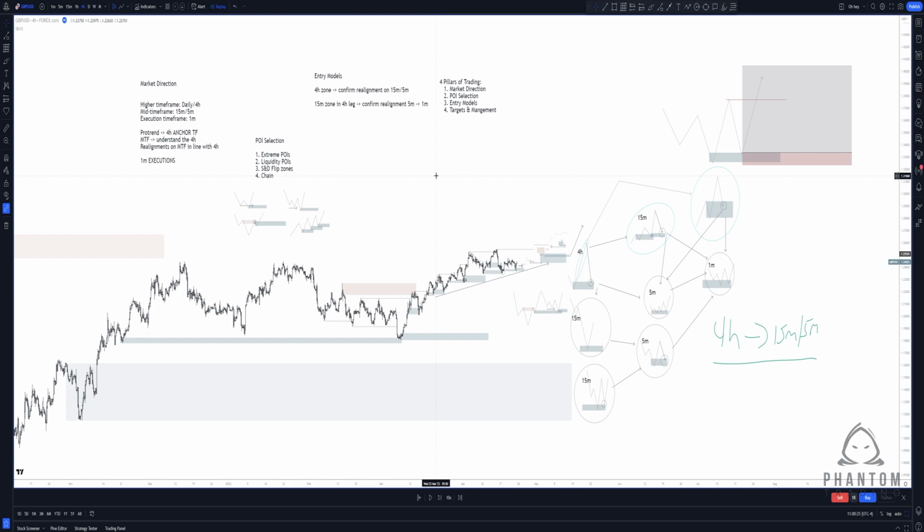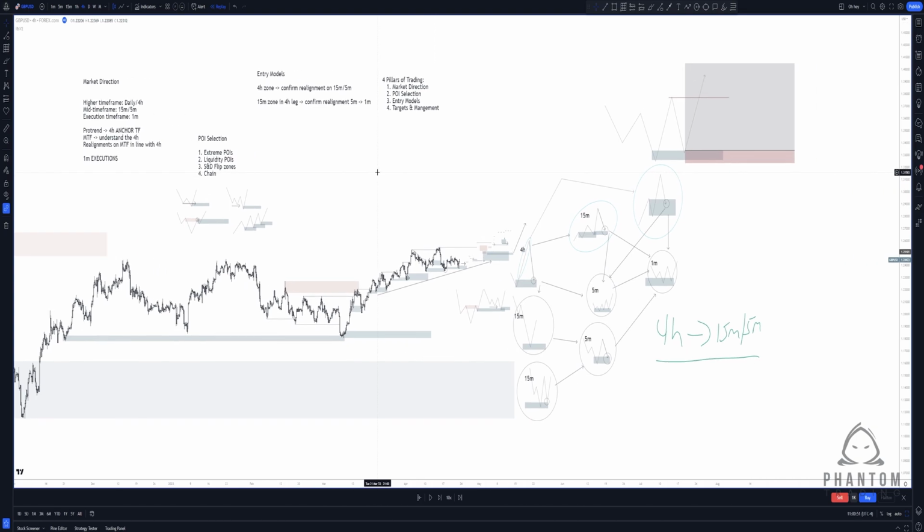You want to see supply fail. You want to see a demand zone be created. Then you can go down to your execution time frame and basically just see it all again. You've confirmed it from the higher time frame. It's pro trend. Then we've tapped into a 4-hour zone. You're confirming the realignment of order flow on the mid time frame, and then on the 1 minute you're confirming it once more. You have all the confirmation that you need to start taking these trades, and you have all the data in front of you to start refining to make an even better trading plan.